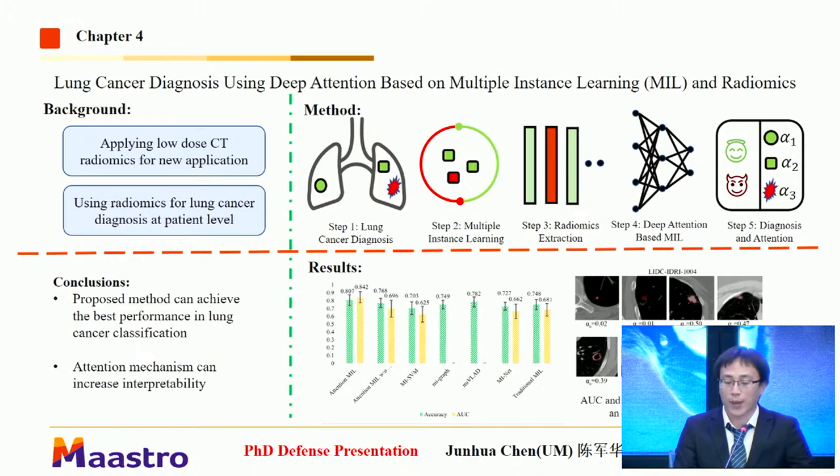CT radiomics are used as a biomarker to extract information from each node, and deep attention-based multiple instance learning is used as the classification algorithm for this task. The results of a comparison study between the proposed method and other multiple instance learning methods, and an example of attention weights for decision support, are shown in the results section. Results show that the proposed method can achieve state-of-the-art performance in the lung cancer classification task compared with other multiple instance learning methods, and the introduced attention mechanism can increase the interpretability of the results.